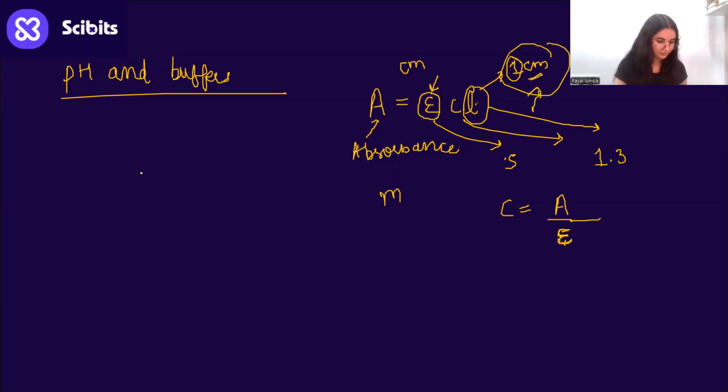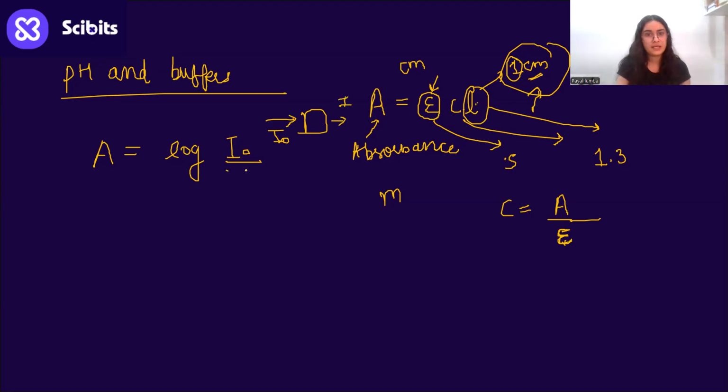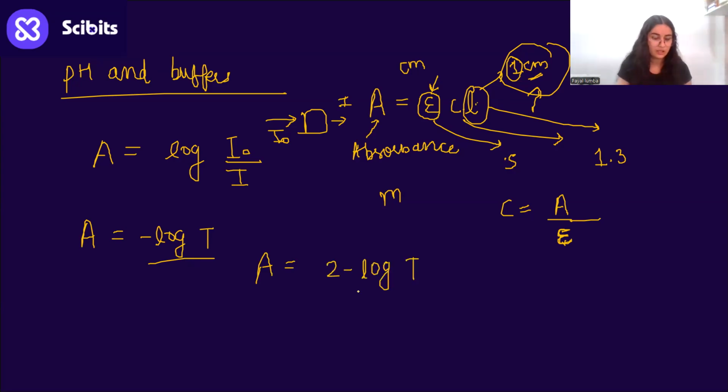Okay. And also, absorbance is equal to log of the initial intensity of the light which we put on the sample divided by the final one which is coming out of the sample. Also, absorbance is equal to negative log of transmittance. Absorbance is equal to 2 minus log of T, where T is in percentage.